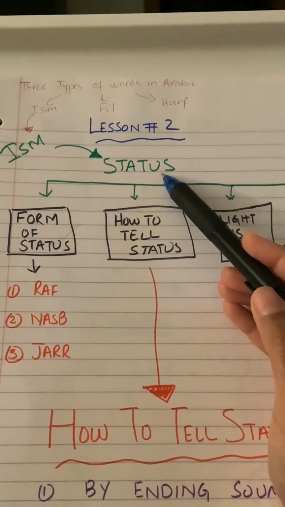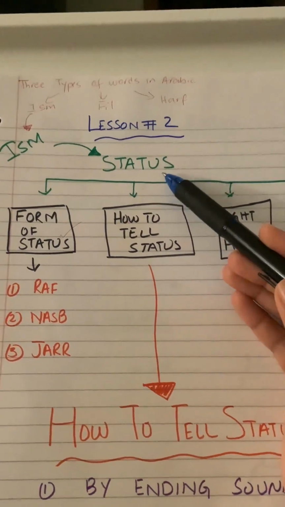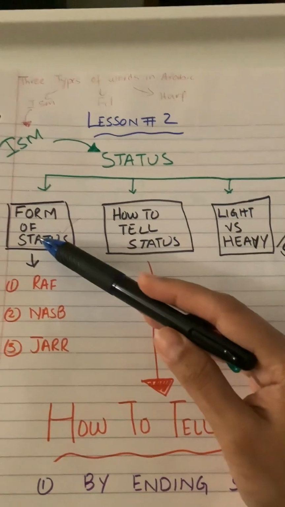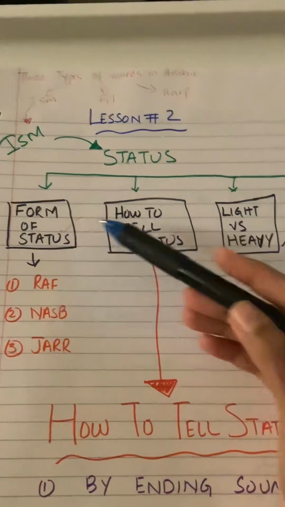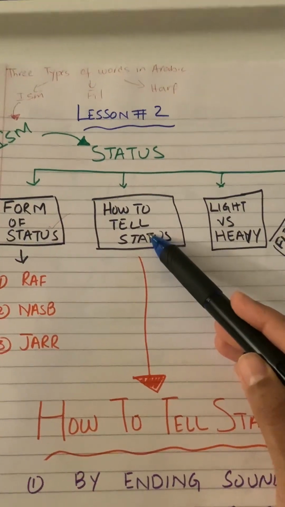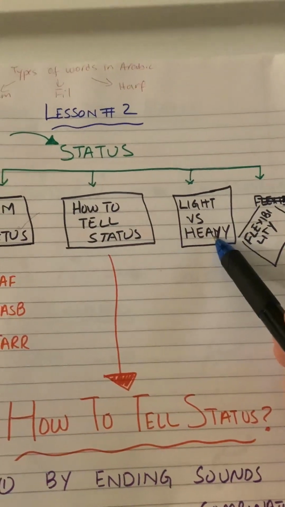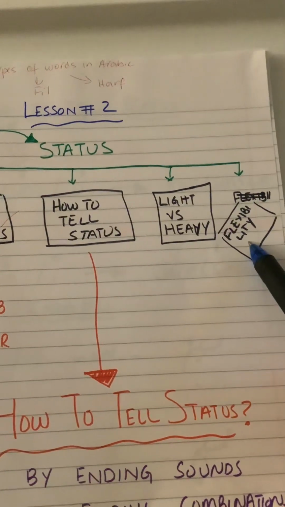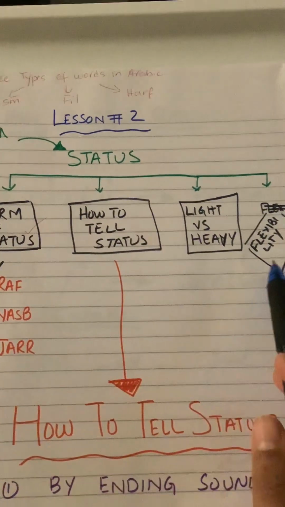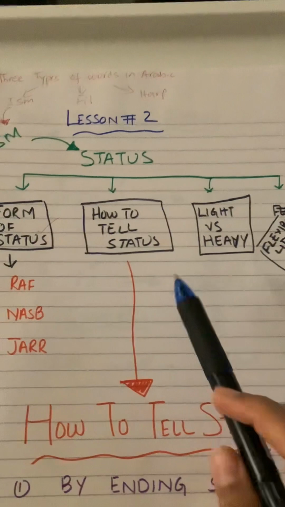Now when we are doing status, which is the longest of the four, we have to learn about four things. The first is the form of the status. Second is how to tell status. Third is is it light or heavy? And the fourth is flexibility. So we're going to learn all four things about status one by one.